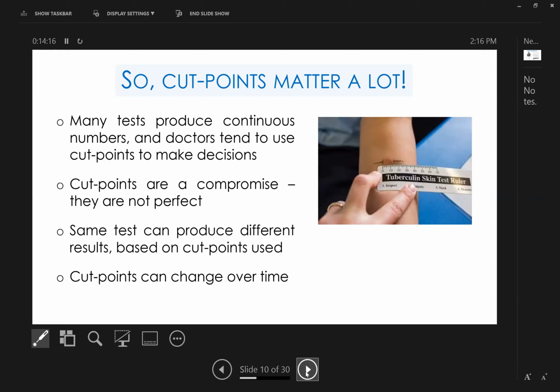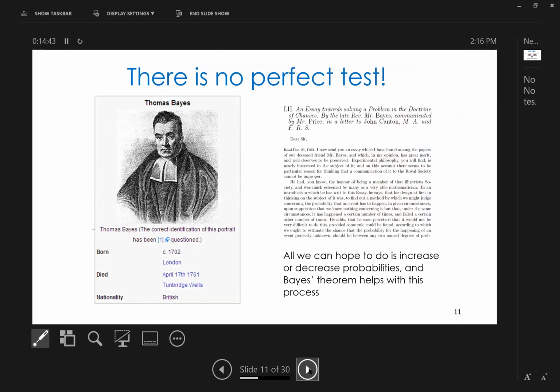Every test will have its own inherent cutoff, and cutoff points can change over time. In the past, hypertension was 160 systolic and 100 diastolic, for example, right? Because people didn't want to declare people to be hypertensive, and that cutoff has become lower and lower and lower. And so now we need to worry about 140 over 90, for example, as a cutoff for hypertension, right?